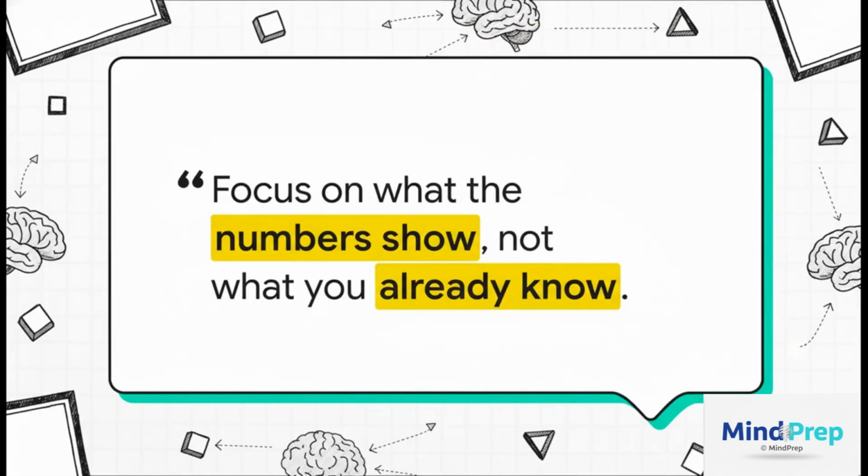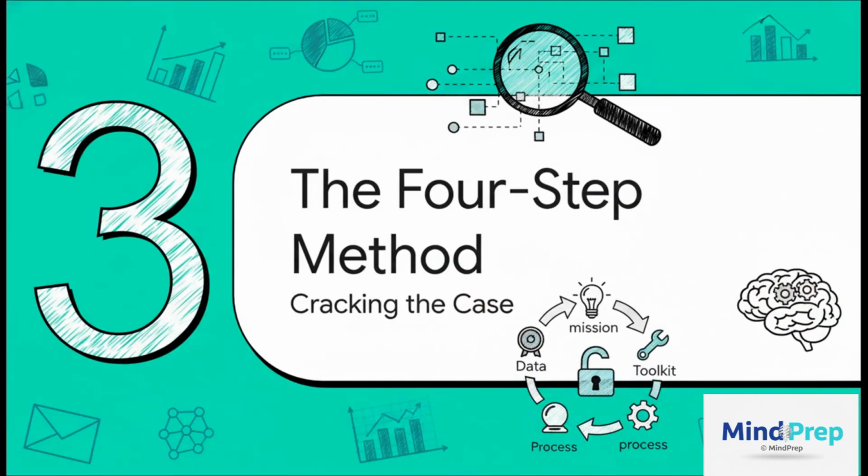Okay, listen up, because this is probably the most important thing you'll hear today. This is the golden rule for every data detective. Focus on what the numbers show, not on what you already know. Your brain is going to want to bring in outside information. You have to fight that urge. When you're looking at a chart, that chart is your entire universe. Nothing else exists. Got it? Okay, mission accepted. Toolkit acquired.